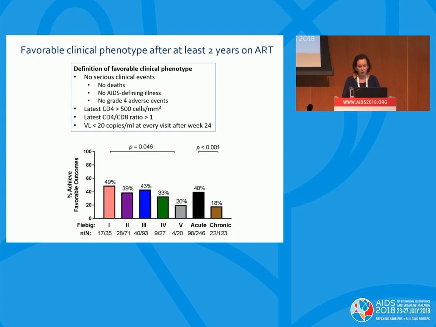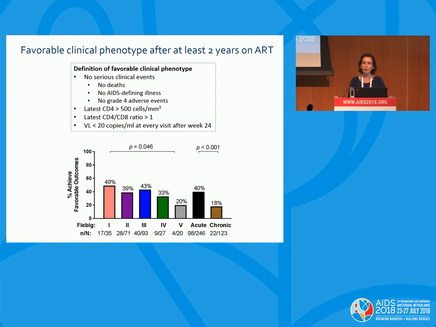We also compared our data in 246 acutely treated participants with chronically treated participants at the same center who were age and sex matched. You can see that, at least using these definitions, about 40% of acutely treated people, who have been treated for about 3.5 years, versus chronically treated people who have been on treatment for longer, close to 5.5 years, did better.